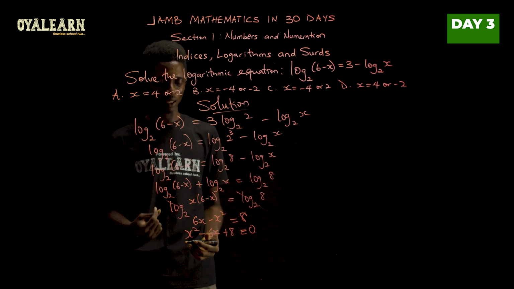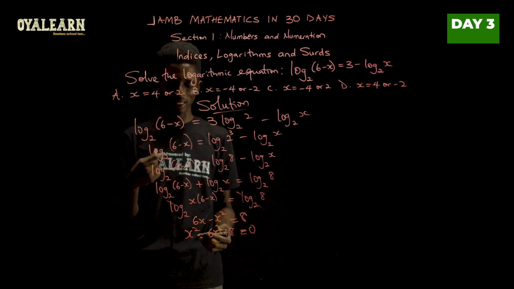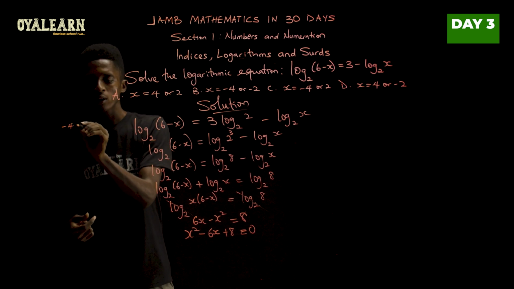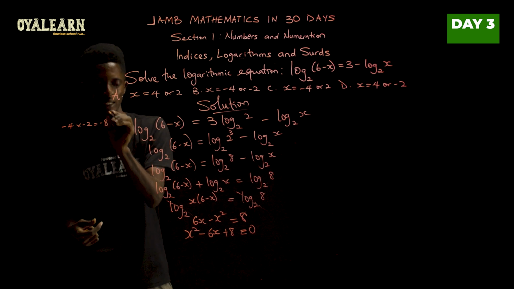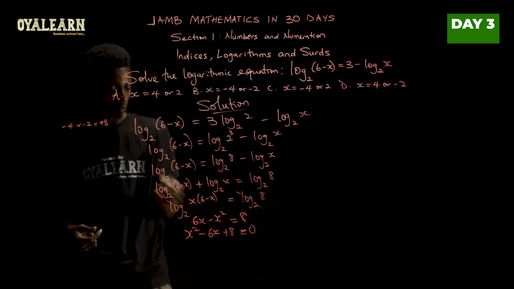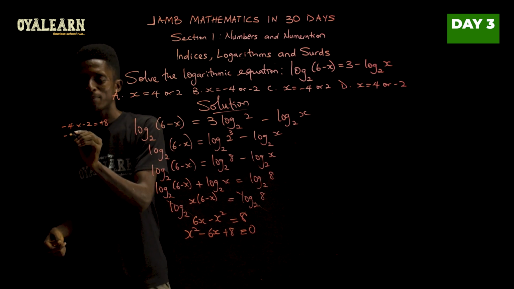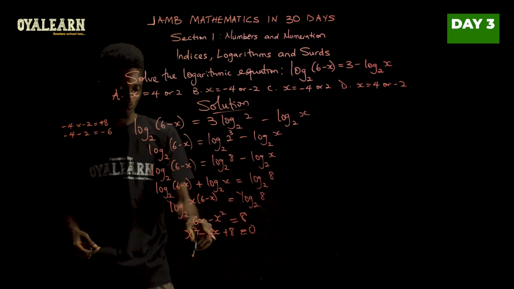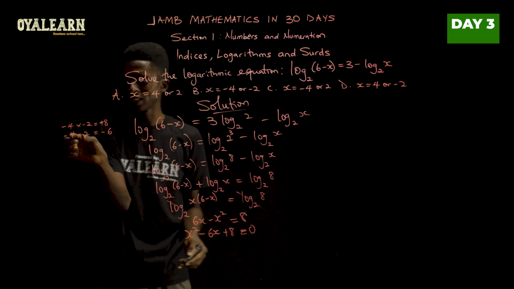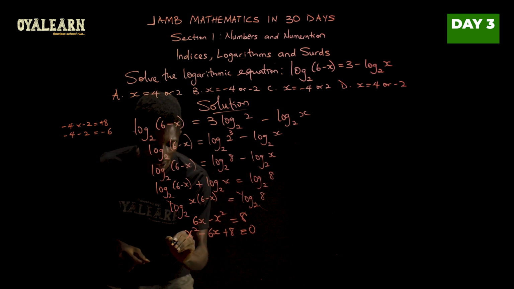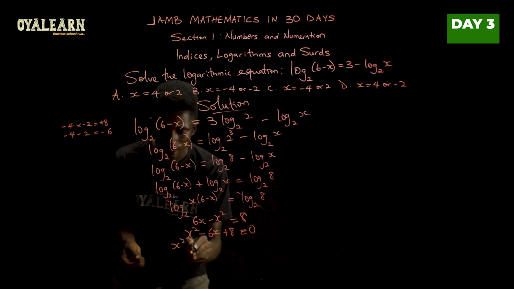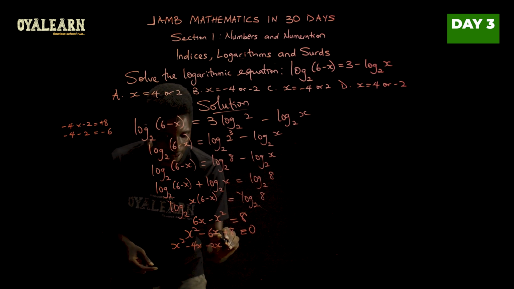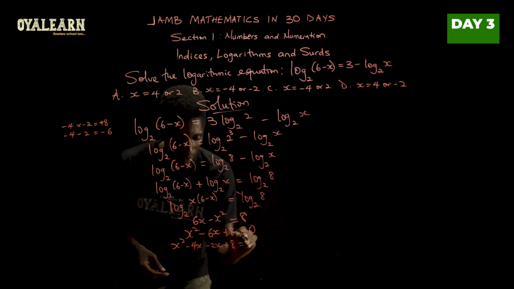So two numbers that will give us 8 when we multiply, but 6 when we add, is 4 and 2. Now minus 4 times minus 2 will give us plus 8, which is what we have here. And then minus 4 minus 2 will give us minus 6, which is what we have here. So that tells us that this is our factor. So we can then go on to say x squared, then minus 4x minus 2x plus 8 equals 0.